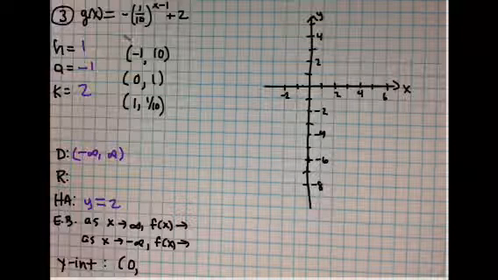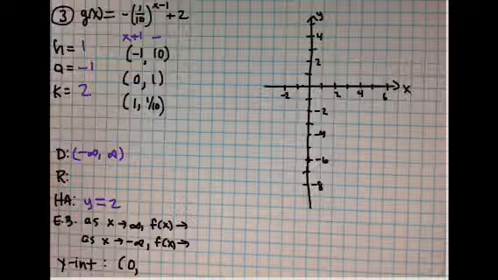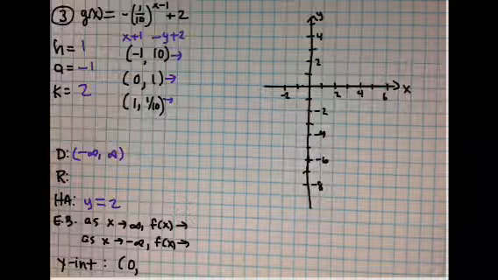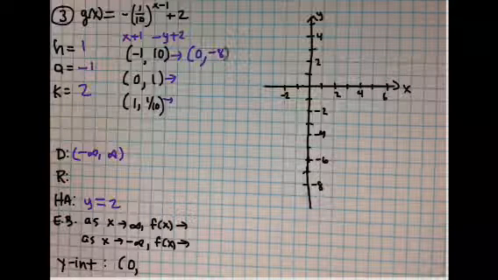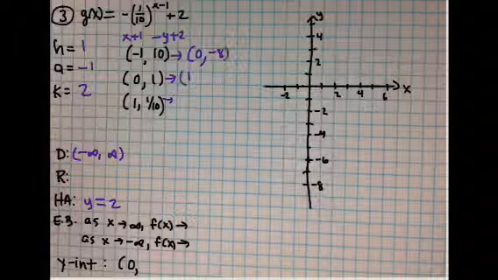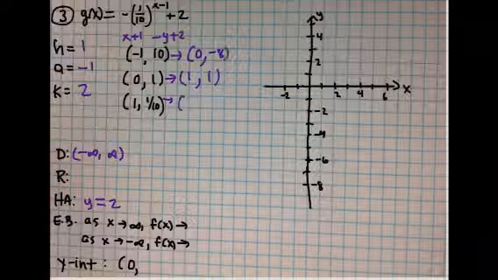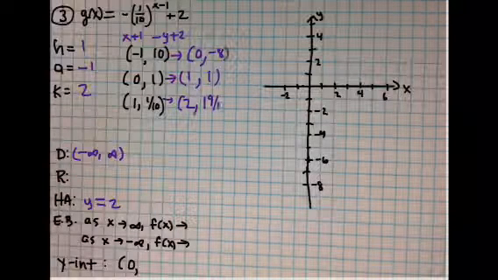h affects the x, and the a and the k affect the y, so negative y plus 2. So we have 1 minus 1 is 0. Negative 10 plus 2 is negative 8. 0 plus 1 is 1. Negative 1 plus 2 is 1. 1 plus 1 is 2. And negative 1/10 plus 2 is 1 and 9/10, right? Because it's 2 minus 1/10.